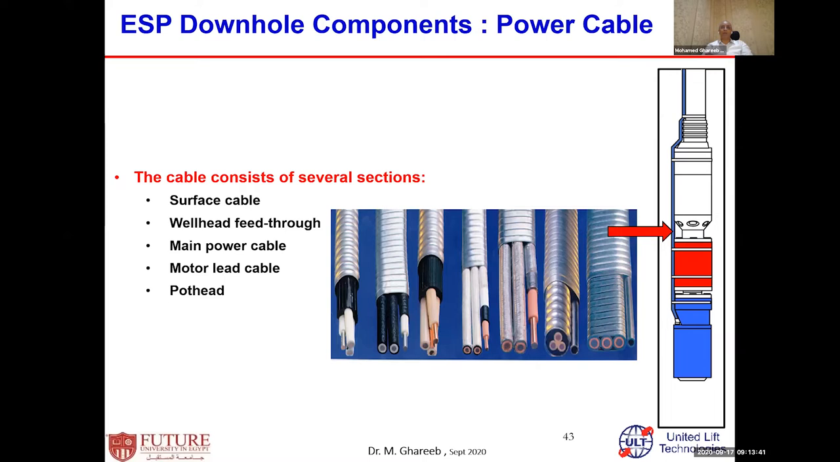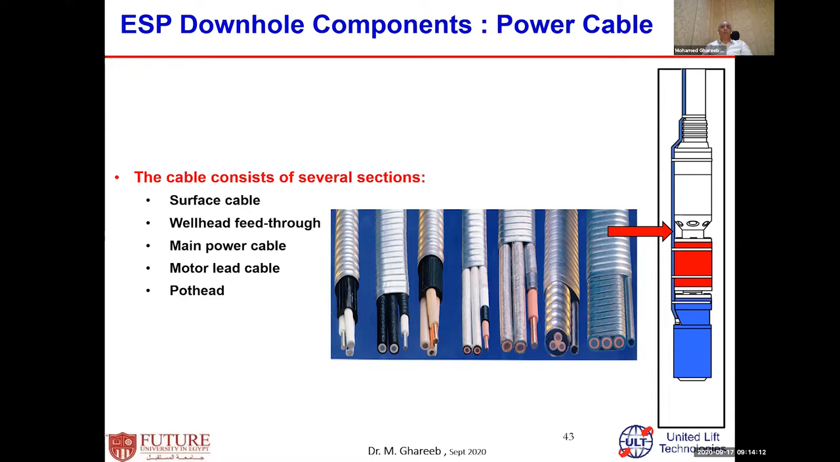However, if we start to talk about electric submersible pump cables, there are different areas in the electric submersible pump system where cable is used. First of all, there is the surface cable, which connects all the surface equipment together, from transformer to switchboard to junction box to wellheads and so on. This is what we call surface cable, cable laid at the surface.